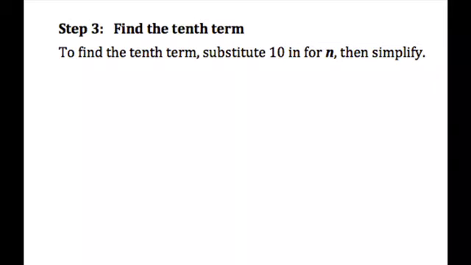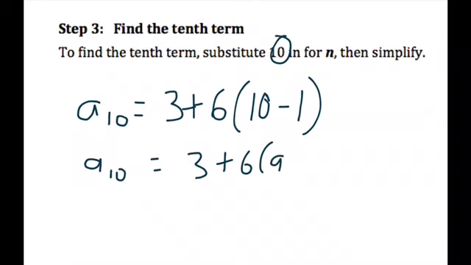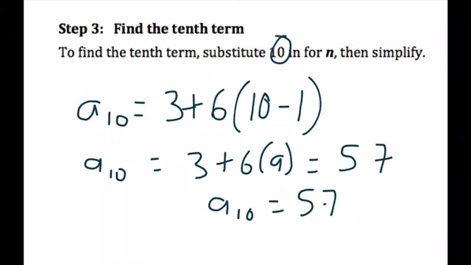Okay, now we want to find the 10th term. So all we're going to do is take 10 and put that in for n. So I have a sub 10 equals 3 plus 6 parenthesis 10 subtract 1. So a sub 10 equals 3 plus 6 times 9. 6 times 9 is 54. 54 plus 3 is 57. So we can say that a sub 10 equals 57. So that means that the 10th term in this sequence would be 57.